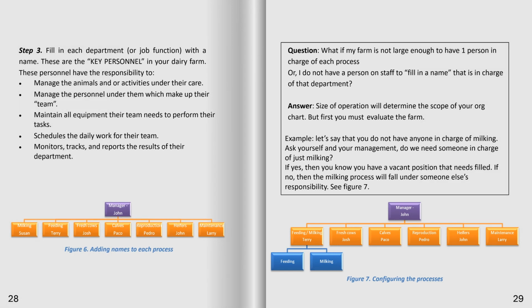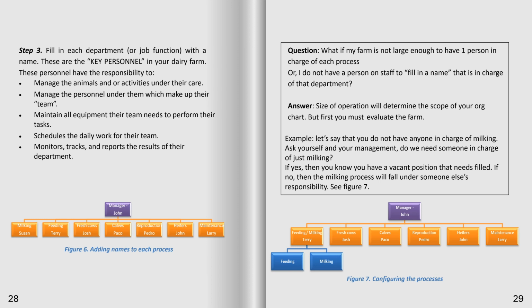Step 3. Fill in each department or job function with a name. These are the key personnel in your dairy farm. These personnel have the responsibility to manage the animals and/or activities under their care, manage the personnel under them, which make up their team, maintain all equipment their team needs to perform their tasks, schedule the daily work for their team, and monitor, track, and report the results of their department.